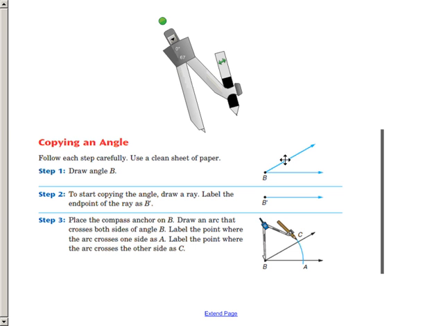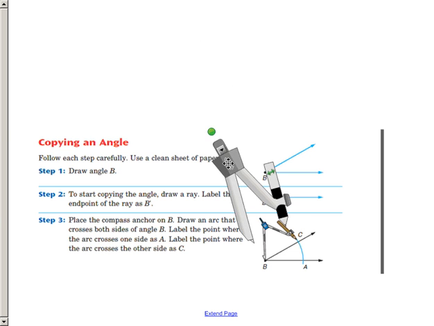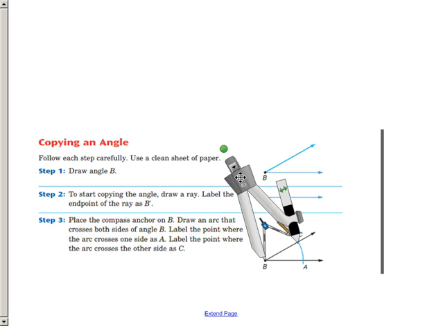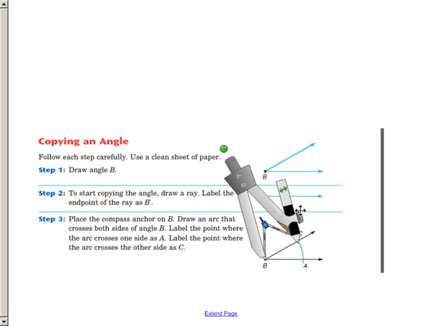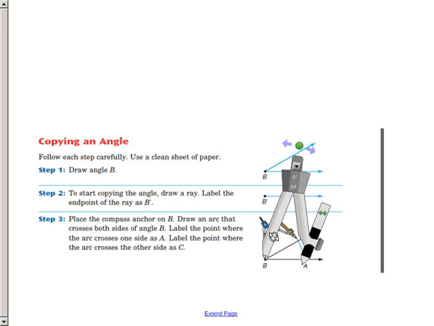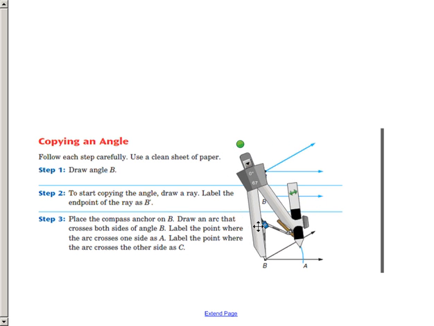So the first thing it tells you is to draw that ray, and then you're going to move your compass. You'll put the anchor on B, and you're going to draw an arc that will move itself through the rays of the circle. All right, so you'll be moving the pencil point like that.